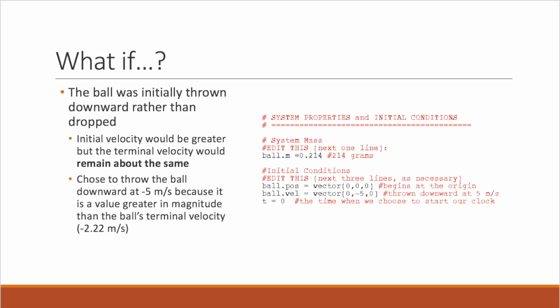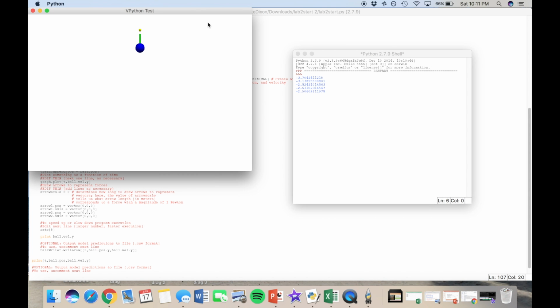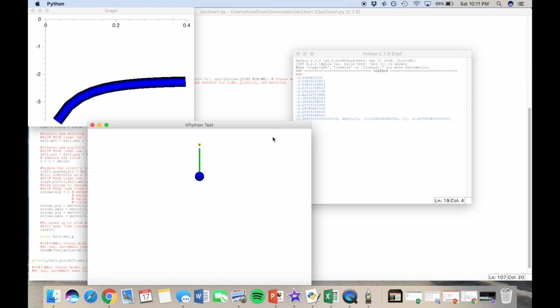initial condition. Even when thrown downwards at 5 meters per second, the velocity versus time graph shown on screen indicates that the terminal velocity still levels out at around negative 2.2 meters per second.